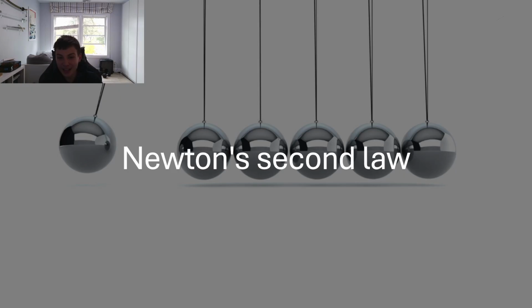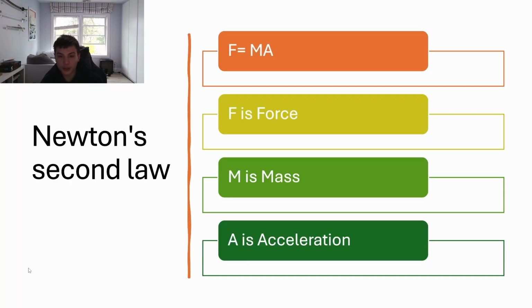Here we've got Newton's second law, which is the law of F equals ma, where we can clearly see our variables: F is force, m is mass, and a is acceleration. And let's move on.